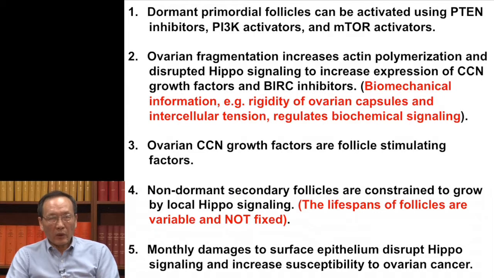This is actually changing our concept. We tried for so many years to know the exact lifespan of follicles, but actually it's not fixed. So number 5 suggests that monthly damage to the surface epithelium could also disrupt Hippo signaling and increase the susceptibility to ovarian cancer.